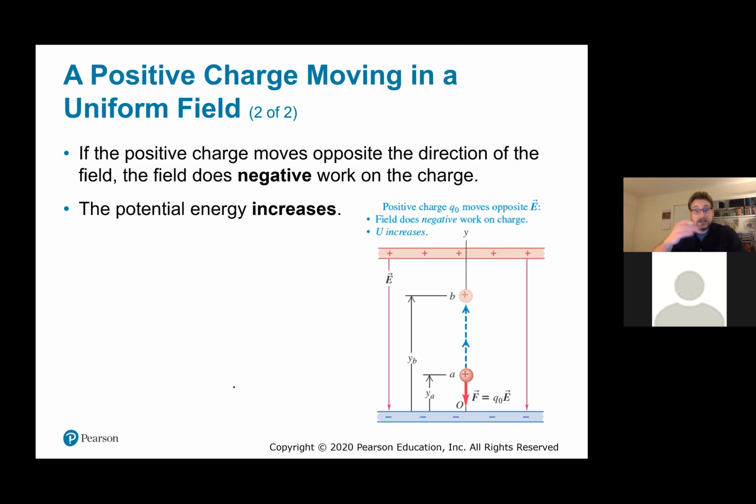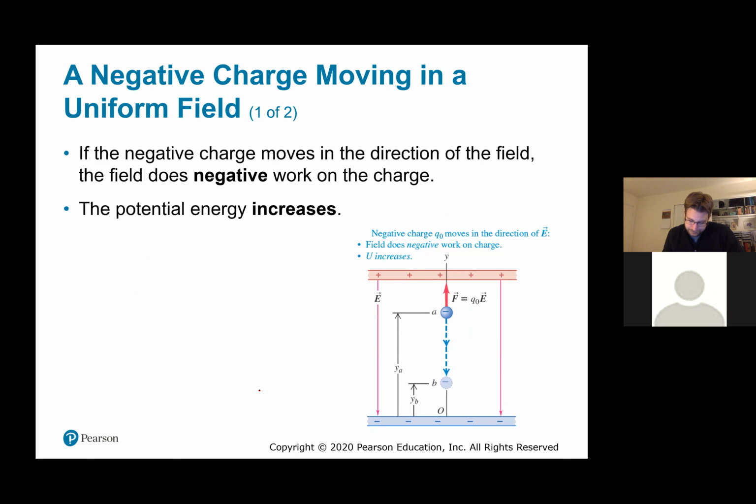Think about the non-conservative version of the work energy theorem. If non-conservative work is done to move the charge opposite the direction that the field is trying to push it, the potential energy should increase. Now, the story is a little bit more complicated than for gravity because we have two different kinds of charge. We only have one kind of mass.